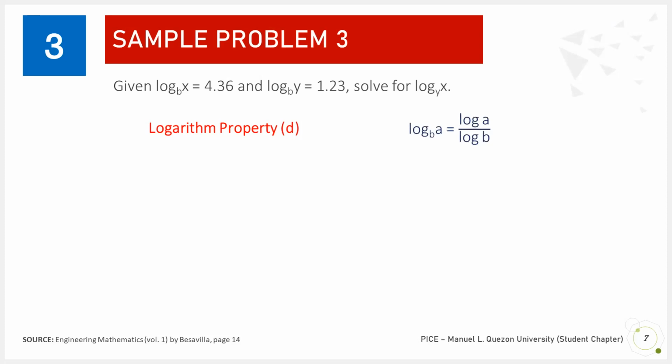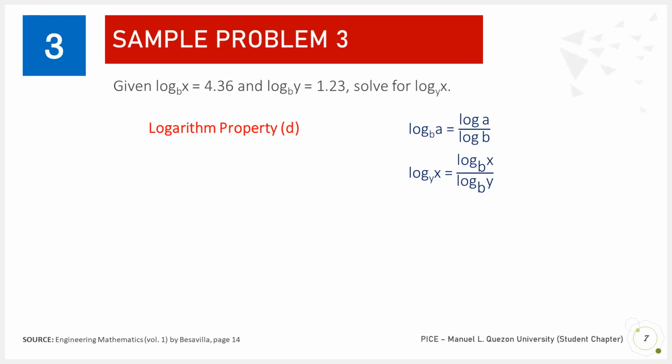So, kung matatandaan niyo, meron tayong ganitong common logarithms property. The common logarithm of a to the base b is equal to the common logarithm of a over the common logarithm of b. So, para mag-fit siya dito sa ating sinasolve, ita-transform natin yung property based sa ating unknown and given. So, ang transformation na nagawa natin is the common logarithm of x to the base y is equal to the common logarithm of x to the base b over the common logarithm of y to the base b.